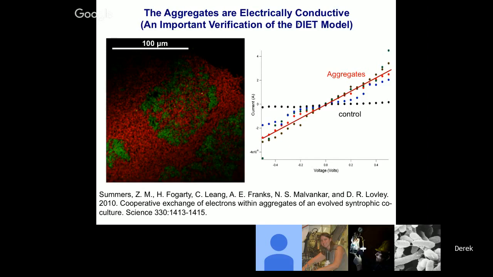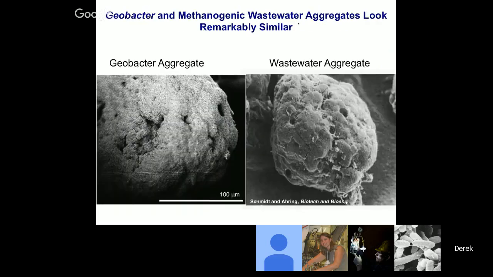And I'll mention this later, DIET is starting to be invoked in other anaerobic communities. I think it's really important to have some physical measurement of the rates of electron transport to verify, in fact, that DIET is taking place.